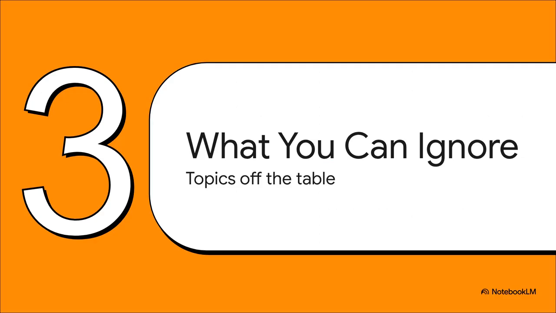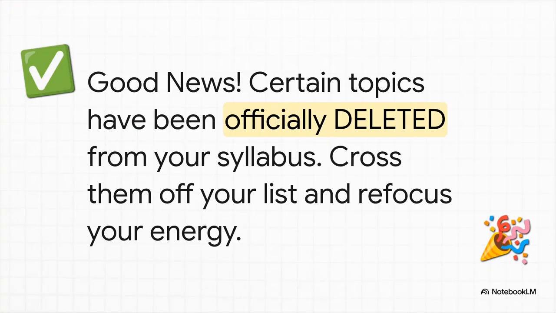Okay, now for what might be the best part of this whole game plan. Let's talk about what you can completely ignore. Because let's be real, knowing what not to study is a massive advantage. It saves you so much time and stress. Yep, you heard that right. The good news is a bunch of topics have been totally deleted from your syllabus. Being in the know about this gives you a huge edge because you can just cross them right off your list, forget about them, and then you can use that energy where it really counts.